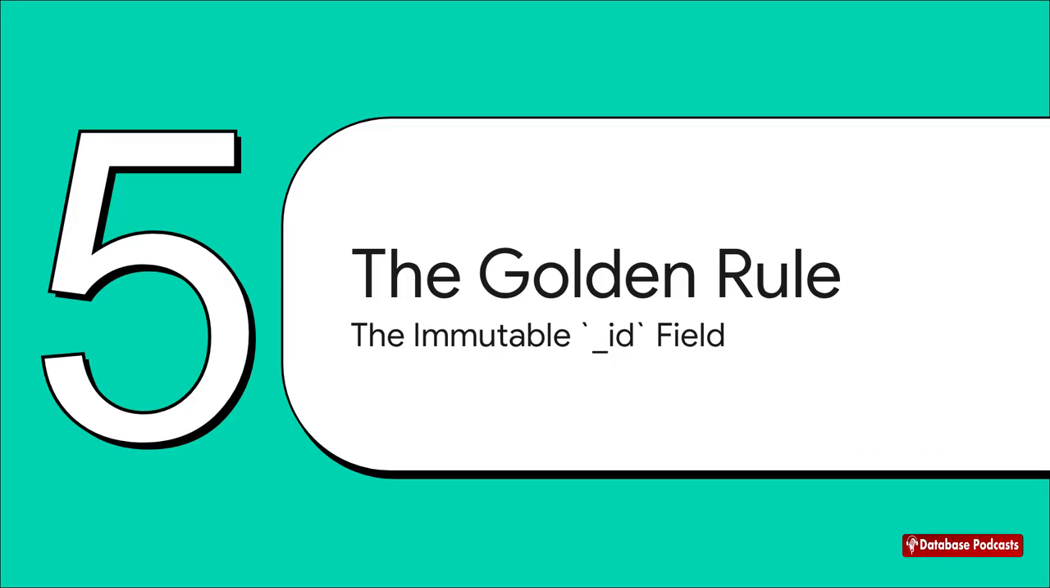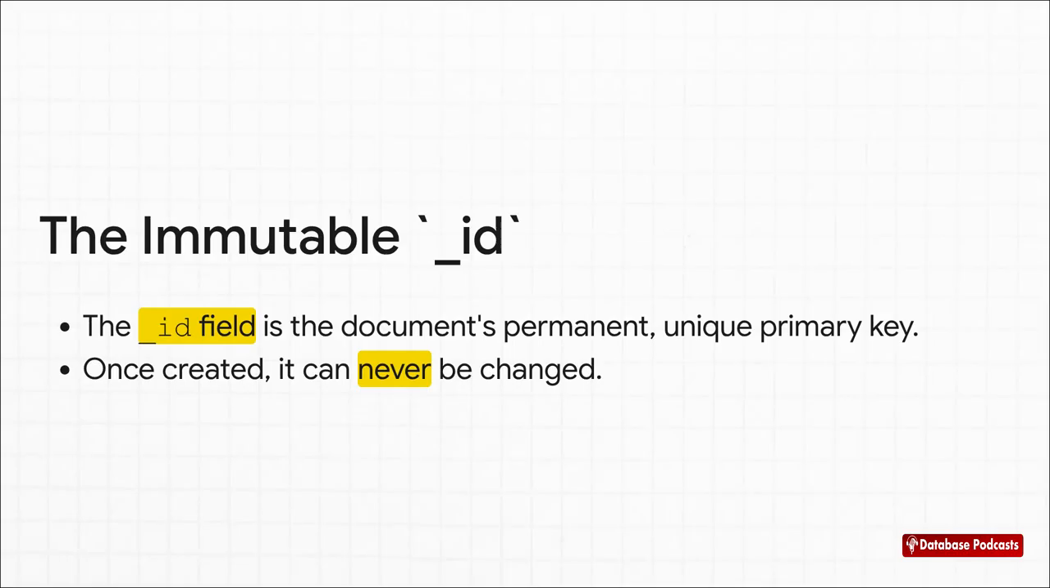Now, with all this power to modify and replace documents, there is one golden rule in MongoDB you must never, ever forget. That's it. The _id field is immutable. Once a document is created, its _id is set in stone. It's the document's permanent, unique primary key. You can't change it with updateOne, you can't change it with updateMany, and you can't even change it with replaceOne. It is the one constant in a document's life.